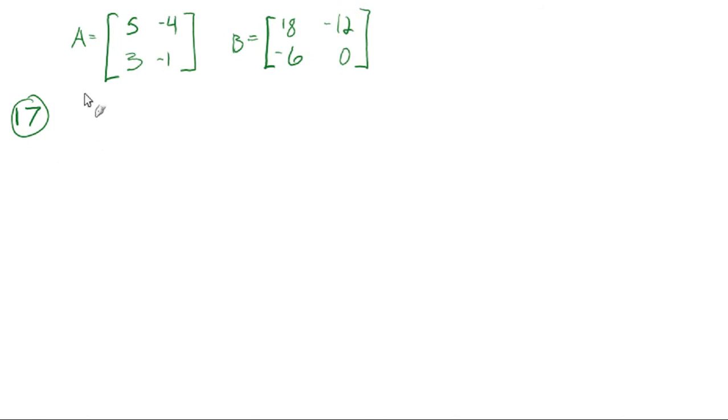For number 18, I'm sorry, we're going to do 17, and then 18. And for both of them, this is going to be what matrix A is, and this is matrix B. And for 17, they want us to take matrix B and subtract matrix A. So we just need to make the appropriate substitutions. So here's B. And we want to subtract A.